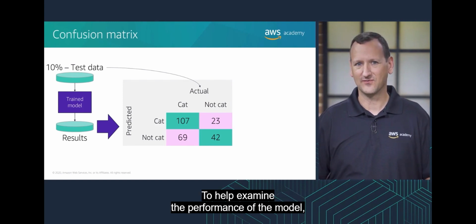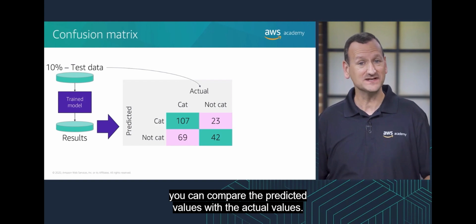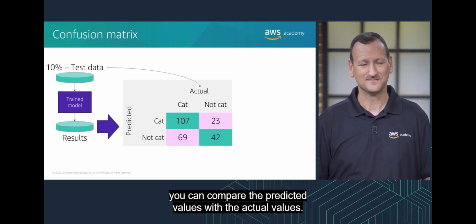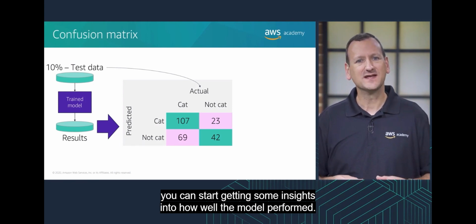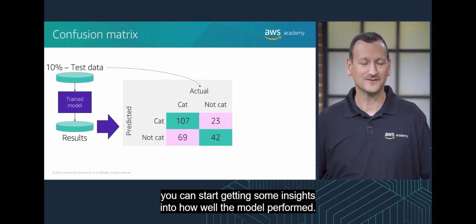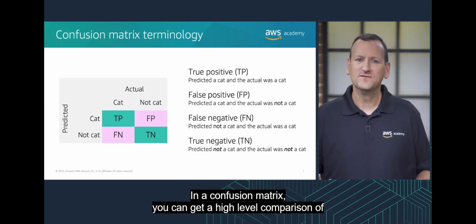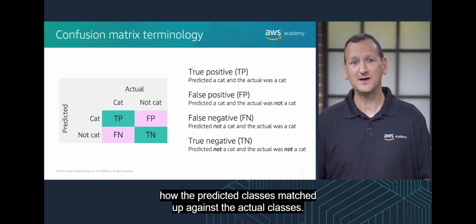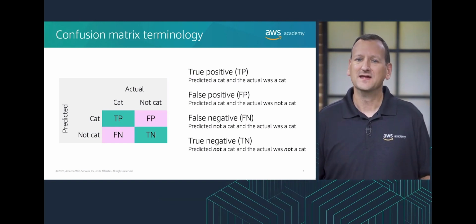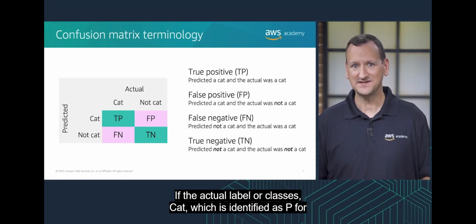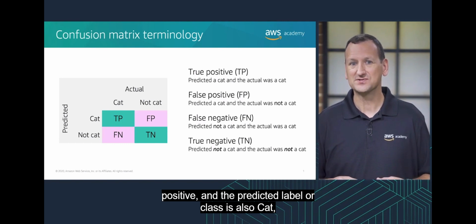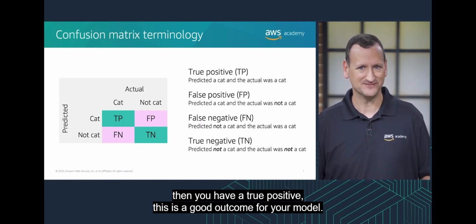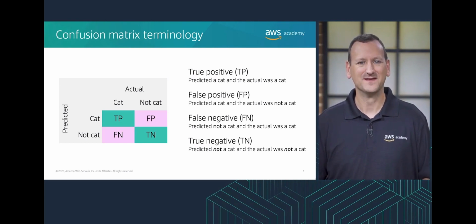To help examine the performance of the model, you can compare the predicted values with the actual values. If you plot the values into a table like the example, you can start getting some insights into how well the model performed. In a confusion matrix, you can get a high-level comparison of how the predicted classes matched up against the actual classes. If the actual label or class is cat, which is identified as P for positive, and the predicted label or class is also cat, then you have a true positive. This is a good outcome for your model.